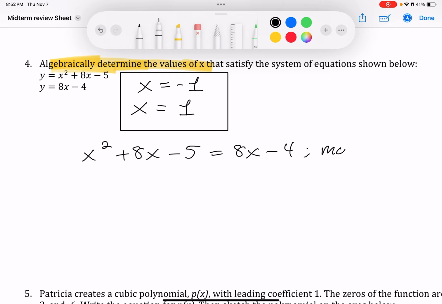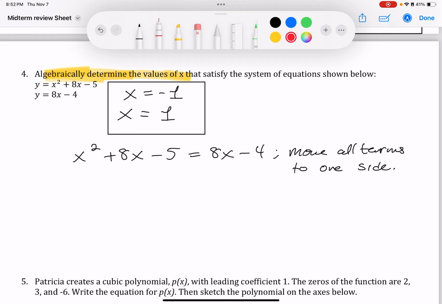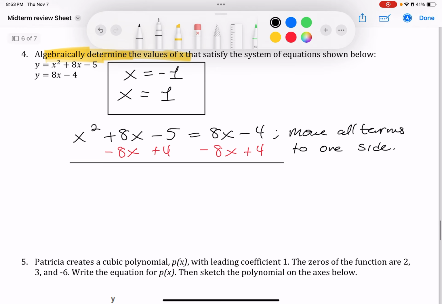And then you want to move all terms to one side. So in this case, we're going to do the inverse of positive 8x, which is negative 8x. And we're going to do the inverse of subtracting 4, which is to add 4. And this is going to be beneficial because then we can have one side equal to 0.